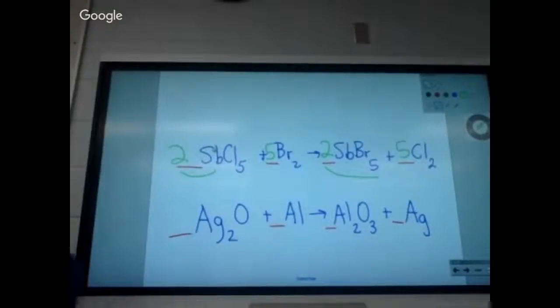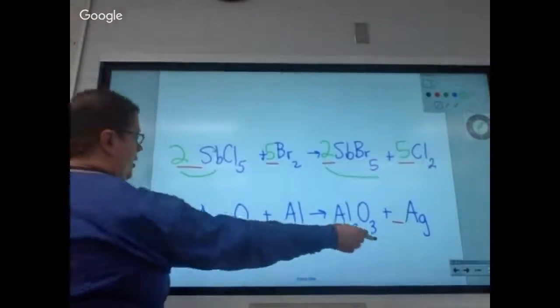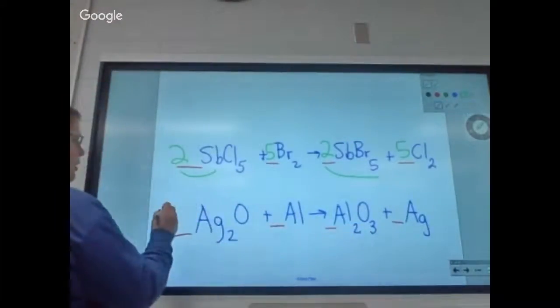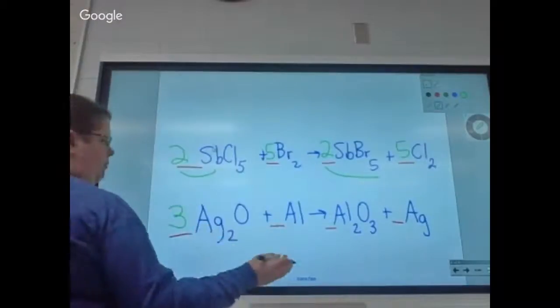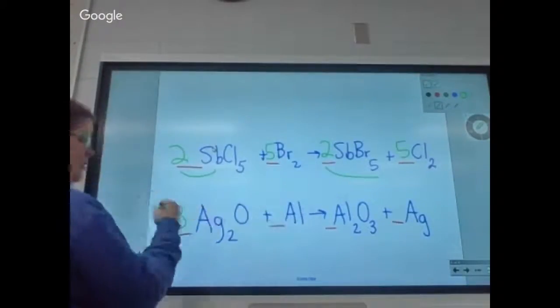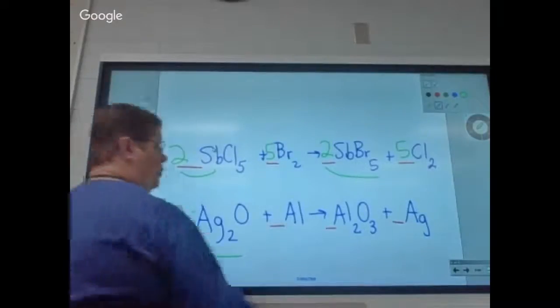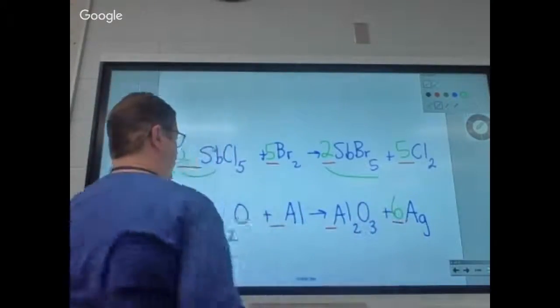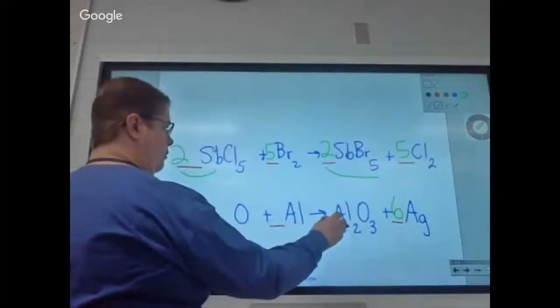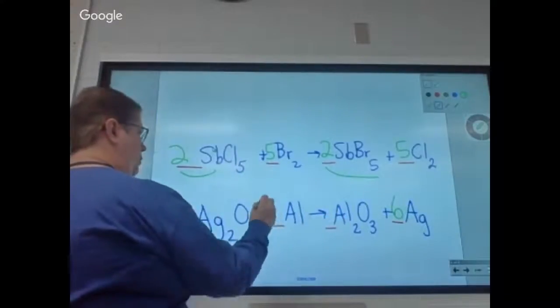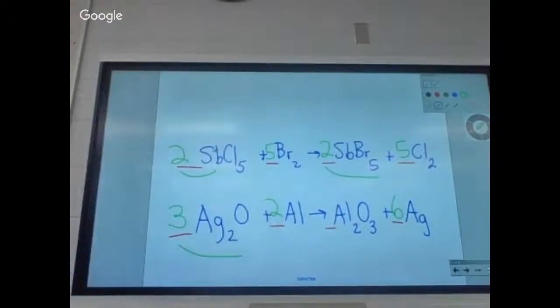How many oxygens are here? How many are here? 3. So what am I gonna put here? 3. Okay, that's got 3, so I'll just put a 3 there. How many AGs did I make? So what am I gonna put here? And how many aluminums are here? So what am I gonna put here? 2. Do you have the general concept?